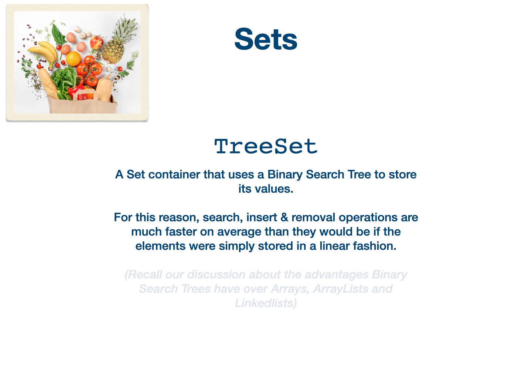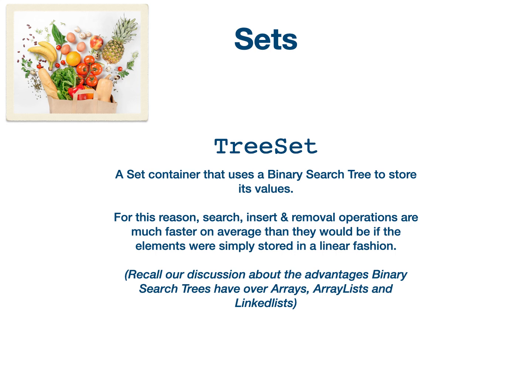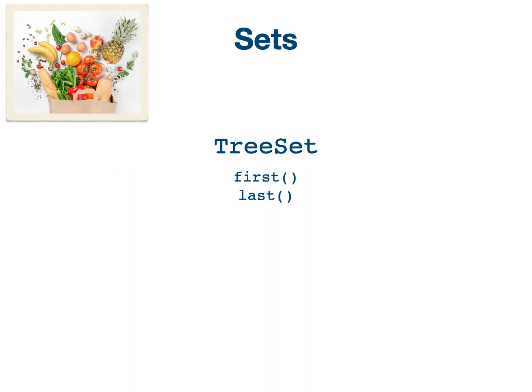And to understand why, simply recall our discussion about the advantages binary search trees have over arrays, array list, linked list, and other linear containers. Because these values are maintained in a binary search tree, TreeSet is able to offer methods like the first method and the last method, the methods that return the first and last elements in the set container by order. Because since the binary search tree keeps the elements ordered to an extent, it's able to locate these specific values relatively fast, faster than you would had you been using just a regular linear container to store it.